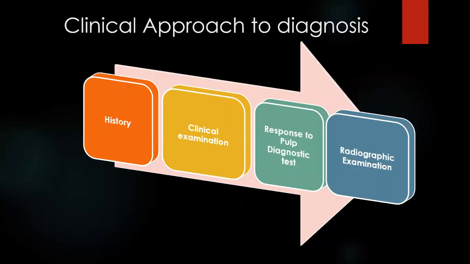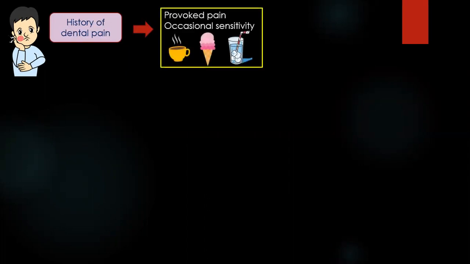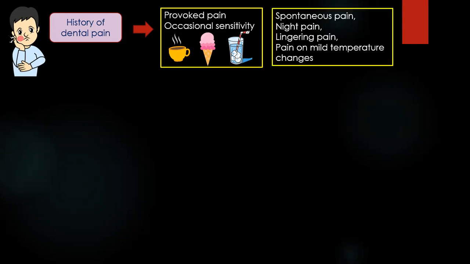Clinically, how do we approach? By history, by clinical examination, responses to pulp diagnostic tests, followed by radiographic examination. If a patient comes to our clinic with a history of dental pain, the patient may have a provoked occasional sensitivity to heat, cold, or extremely cold, or most commonly to sweet and cold. Or the patient may come with spontaneous night lingering pain, or mild pain to mild temperature changes.